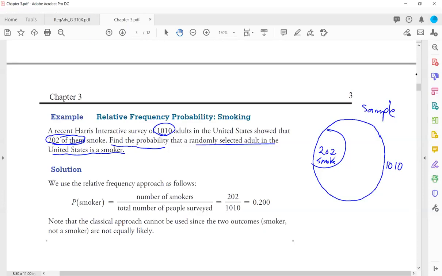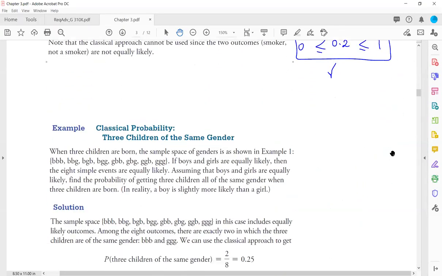Is this number in between 0 and 1? Yes. So it means that our probability is correct. Always check to see if the outcome value is between 0 and 1. If it's greater than 1, it means that you made a mistake somewhere and you have to get back and correct it. Very well. Okay, another example.